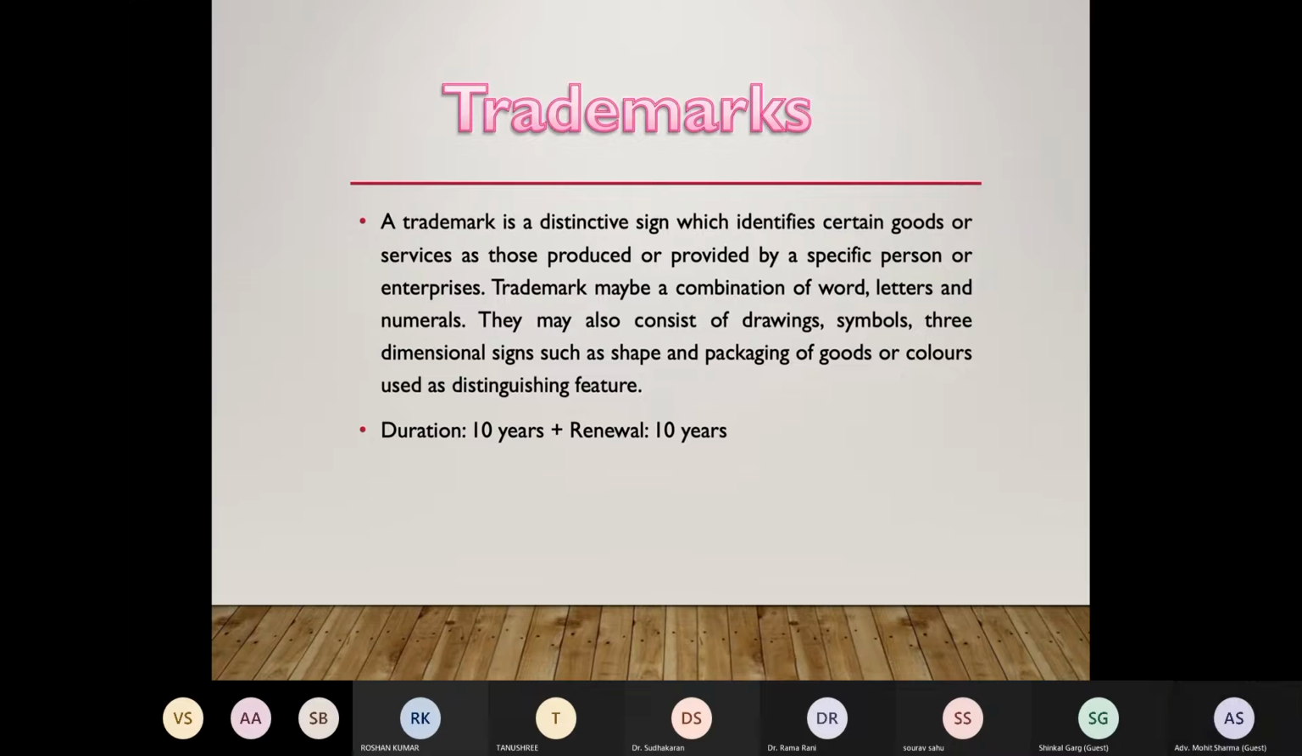Now, what is a trademark? The trademark definition is given under Section 2G of the Trademark Act 1999. In fact, 2ZB. It is a distinctive sign which identifies certain goods or services as those produced or provided by a specific person or enterprise. It can be a combination of words, letters, or numerals. They may also consist of drawings, symbols, 3-dimensional signs, such as shape and packaging of goods, or colors, that is used as a distinguishing feature. So as we understand, the trademark is basically a word or letters or a combination of colors. The trademark can be registered by filing the trademark application and for a period of 10 years. It can further be renewed for a further period of 10 years.